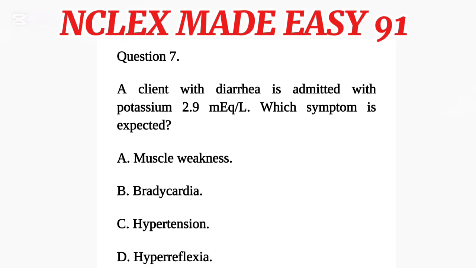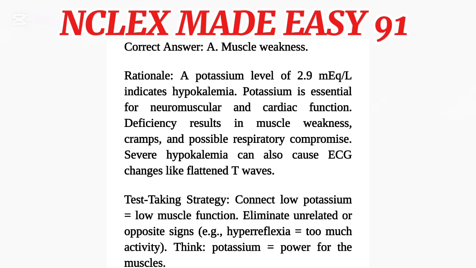Question 7. A client with diarrhea is admitted with potassium 2.9 mEq per liter. Which symptom is expected? A. Muscle weakness. B. Bradycardia. C. Hypertension. D. Hyperreflexia. Correct answer: A. Muscle weakness.